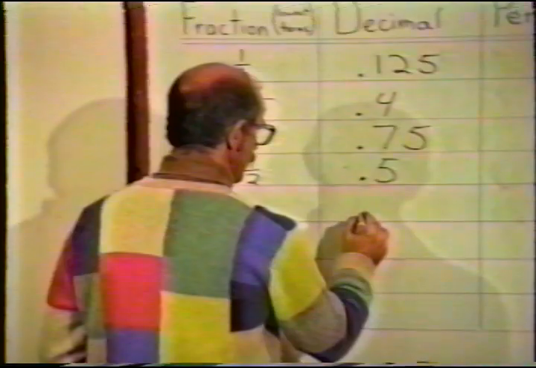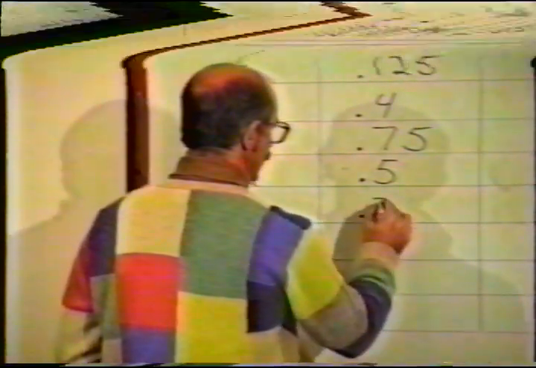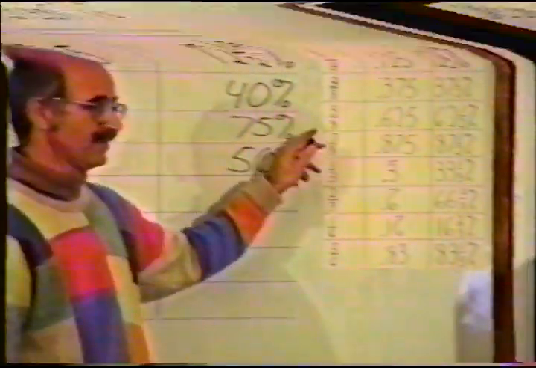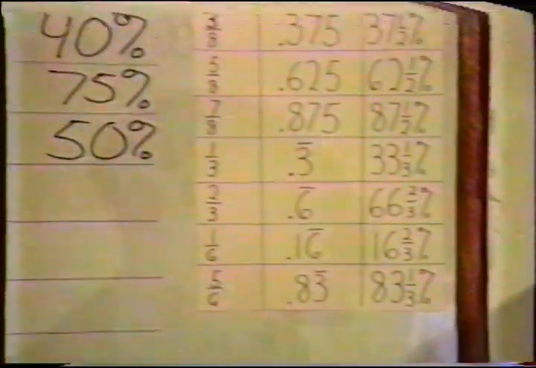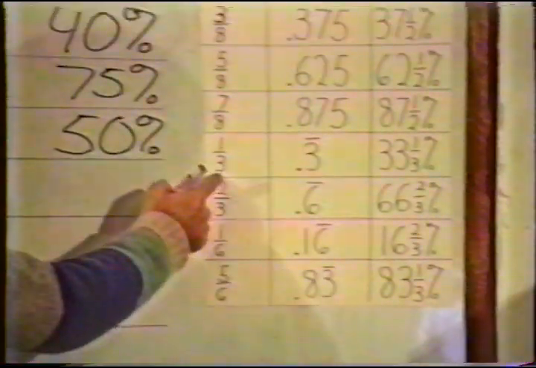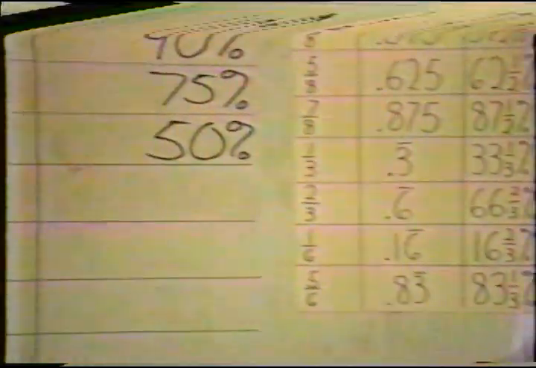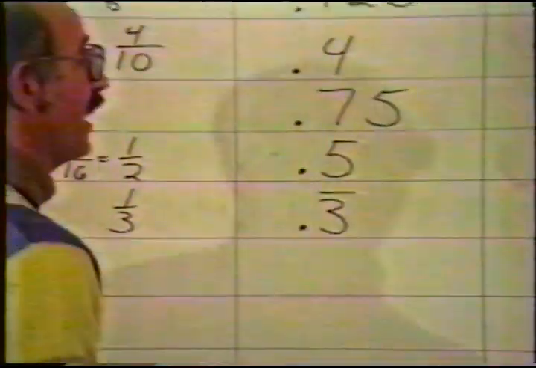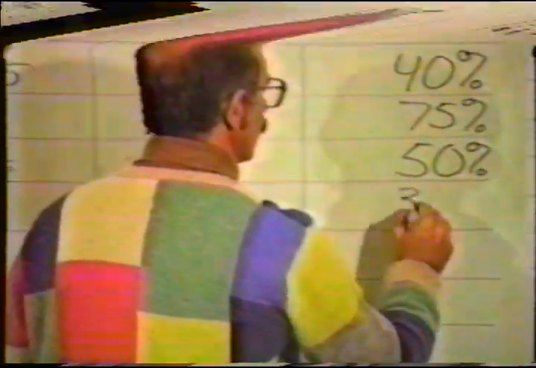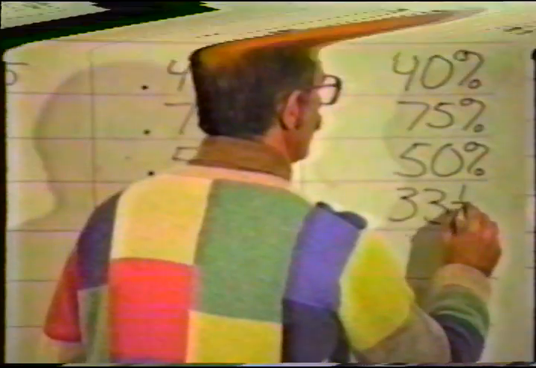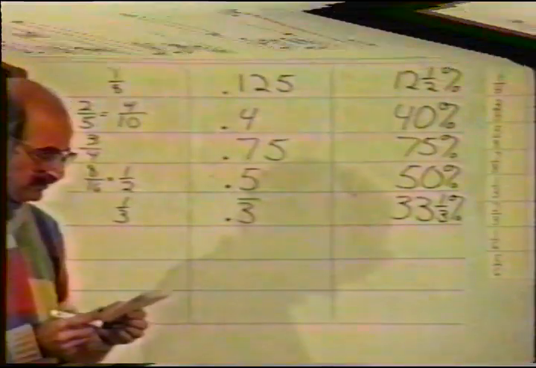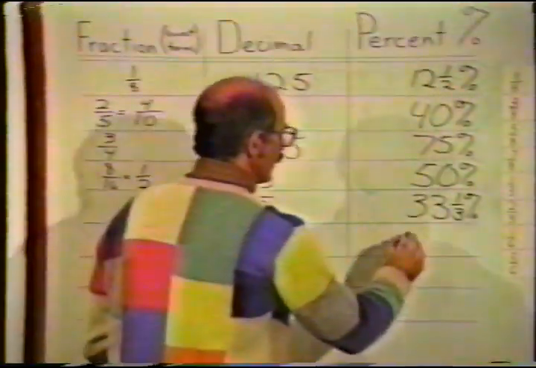The next one says 0.3 repeating. What kind of a percent is that? A memory percent. That's one of the ones you memorized. 0.3 repeating comes from what fraction? 1/3. 1/3. And is how much percent? 33 1/3%.